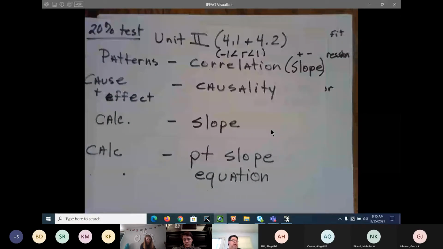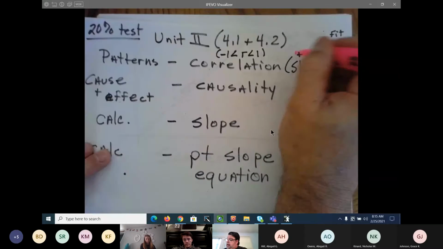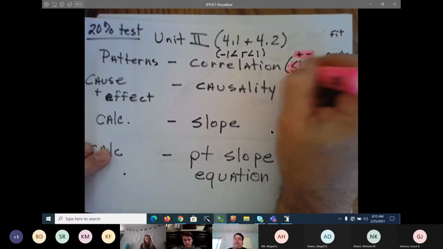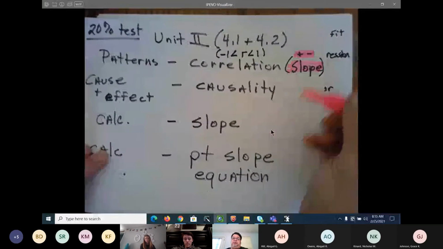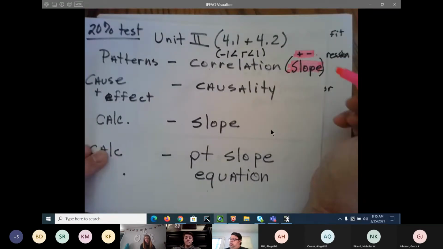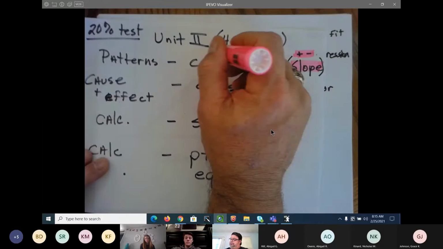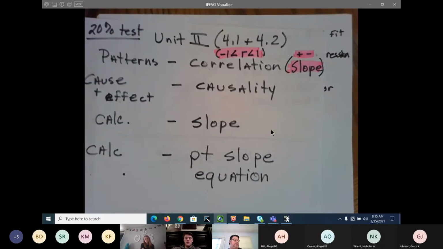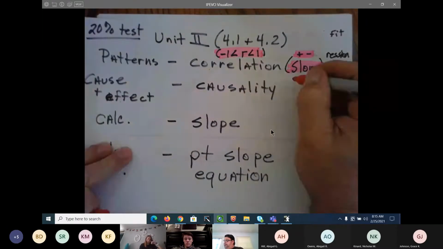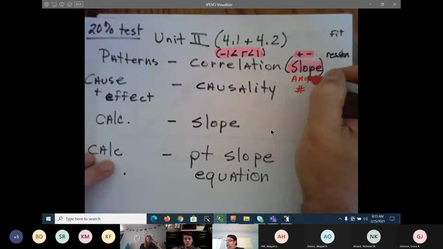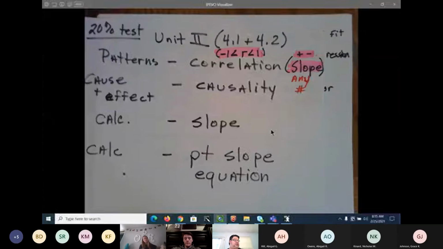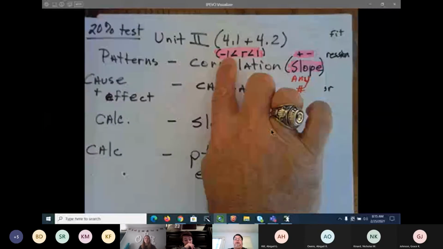I'm even going to take a highlighter and highlight that. Slope has a relationship with correlation. And that relationship is positive and negative only. Correlation goes between -1 and +1. Slope can be any what? Any number. You can have a slope of 1,000. You can have a slope of -10. You can have a slope of -1/2. But the correlation has to be between -1 and 1.